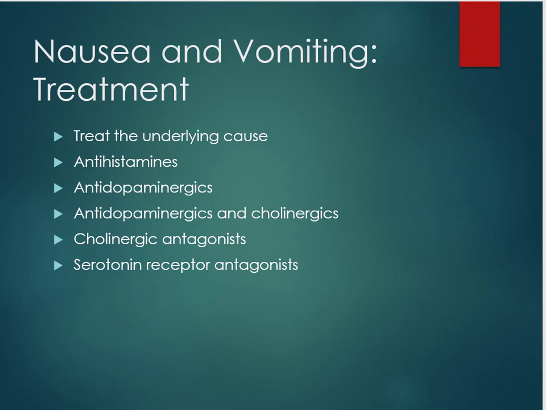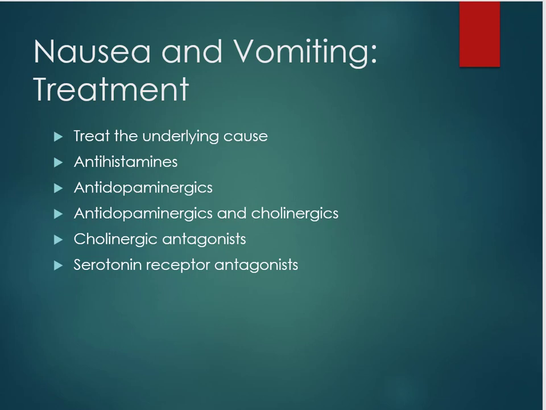Antihistamines may be used to help with motion sickness, drug-induced nausea, and nausea during labor. Your antidopaminergics can be used for chemo or radiation-induced nausea and vomiting, and any post-op nausea and vomiting. Your combo antidopaminergics and cholinergics can be used for post-op or diabetic gastroparesis. Then your cholinergic antagonist could be used for motion sickness. And then we also have the serotonin receptor antagonist that can also be used for chemo and radiation-induced nausea and vomiting.